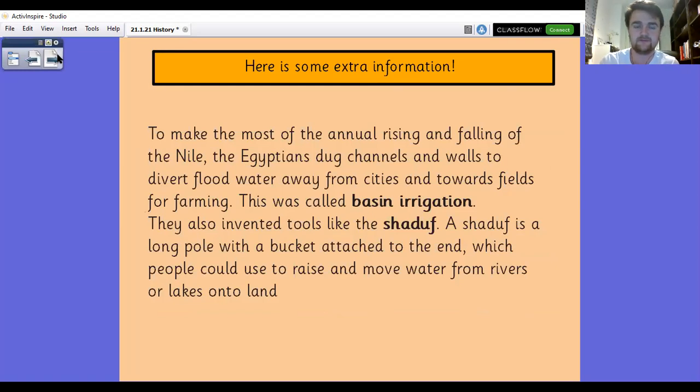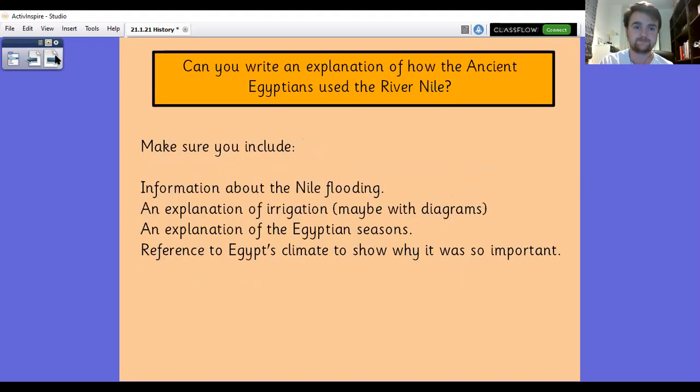Because of the annual rising and falling of the Nile, the Egyptians dug channels and walls to divert floodwater away from cities and towards fields for farming. This was called basin irrigation. They also invented tools like the shadoof. A shadoof is a long pole with a bucket attached to the end, which people could use to raise and move water from rivers or lakes onto land. In the UK, we don't need systems like that because we have such regular rainfall that in most places the fields will get enough water, whereas in Egypt, they needed to come up with a way to make sure that those crops had a constant supply of water.